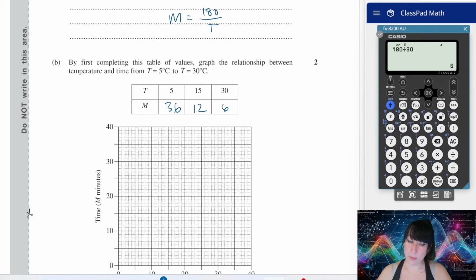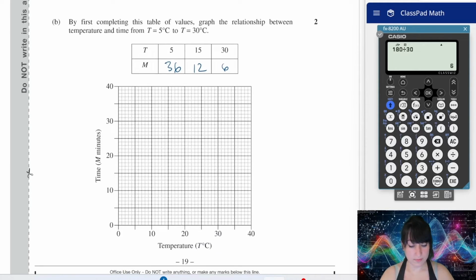So now we just plot these points. We have 5, 36, which would be here, 15, 12, which would be here, and 30, 6, which would be here. The graph would look like this.